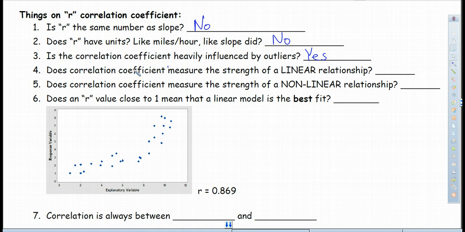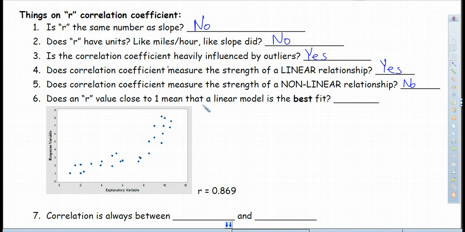Does the correlation coefficient measure the strength of a linear relationship? Yes, it does. Does the correlation coefficient measure the strength of a nonlinear relationship? No, it does not. So we want to make sure we keep those in line, right? R is for linear only, not for nonlinear.